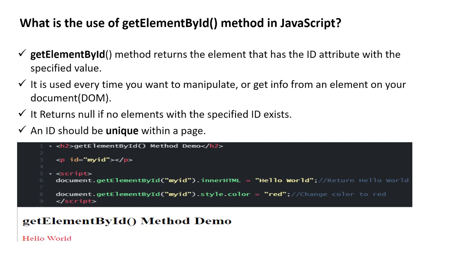So in this below example, I have created a p tag with id my id, and document.getElementById with my id. I return hello world, and after that I change its color to red. So it's now shown in red color.